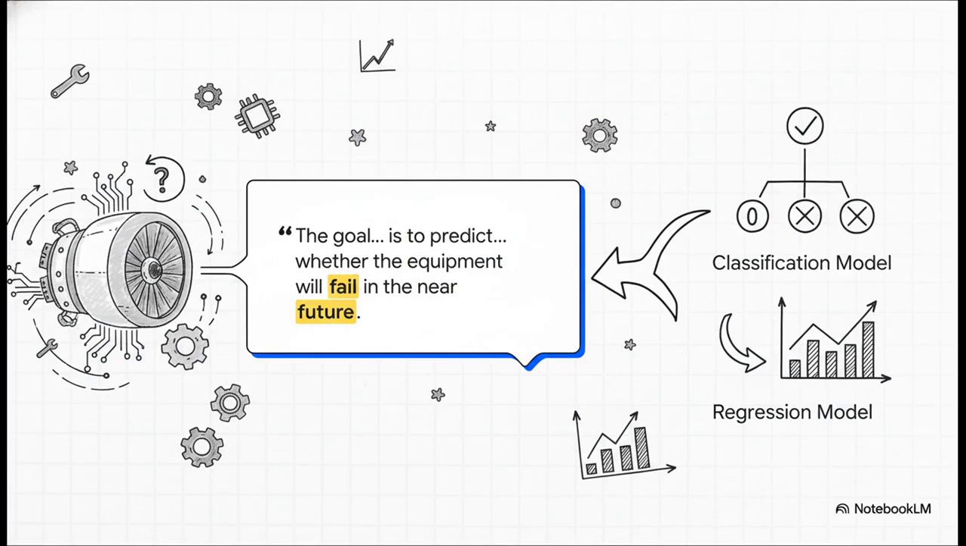Take a look at NASA's project to predict aircraft engine failures. Their goal was simple. Will this part fail soon? That's a yes or no question, and that directly pointed them to a classification model, which is designed to sort things into neat categories. Now, if they had asked how many hours until it fails, they would have needed a completely different type of model, a regression model, which predicts a number. You see, the business need always drives the technical choice.